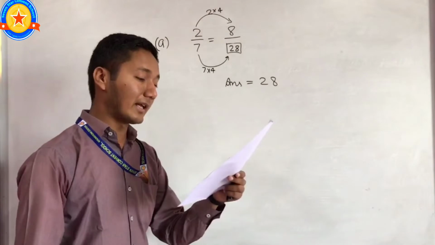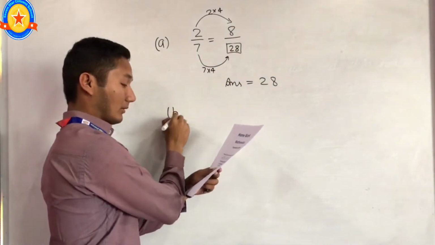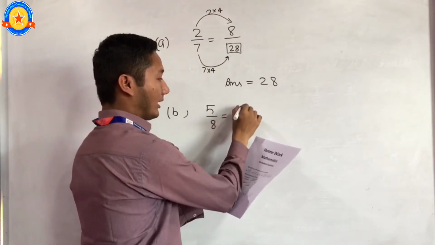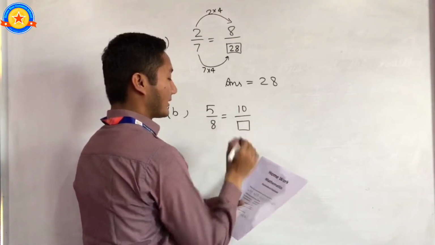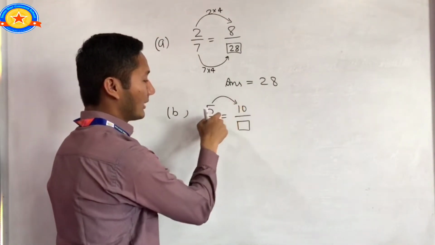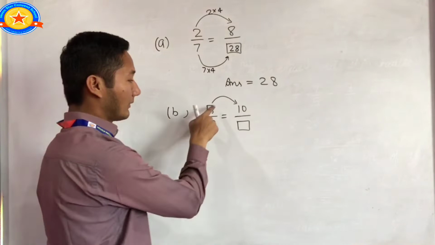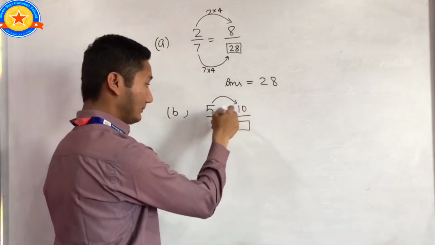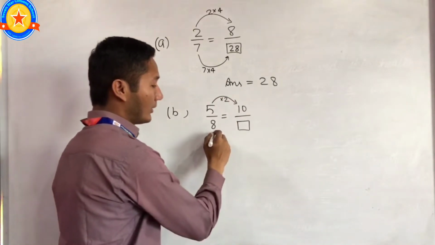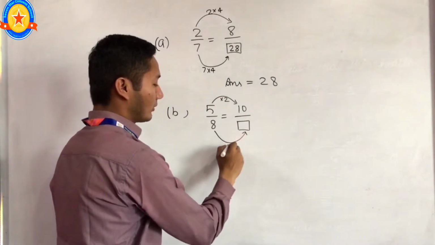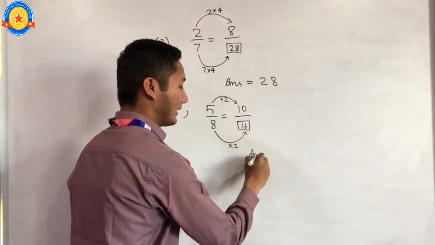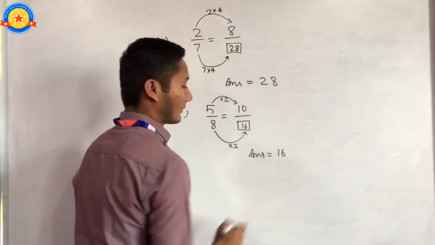Now students, our next question is 5 by 8 equals 10 by blank space. Now the same process: you need to check which number is multiplied or divided in the first numerator to get this. The number is multiplied by 2. That's why you need to multiply here also by 2, it becomes 8 times 2, 16. The answer is 16.